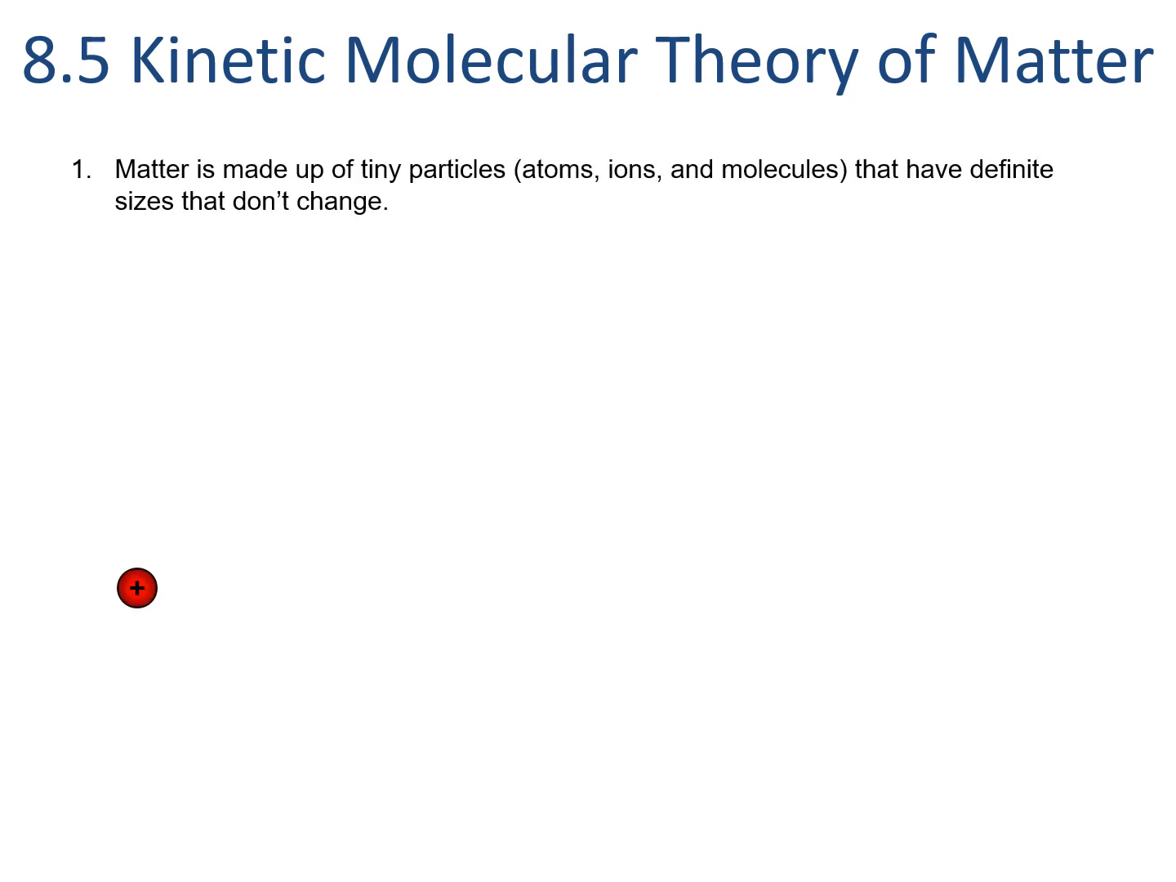First, matter consists of tiny particles, typically atoms or molecules, or sometimes ions. These have definite sizes that don't change. This seems exceptionally straightforward now that we know that atoms exist, but the roots of this theory were in Daniel Bernoulli's 1738 publication of Hydrodynamica, which came 170 years before Einstein and Perrin gave convincing experimental proof of atomic theory.